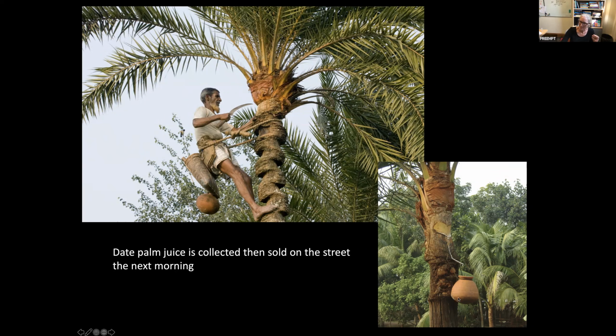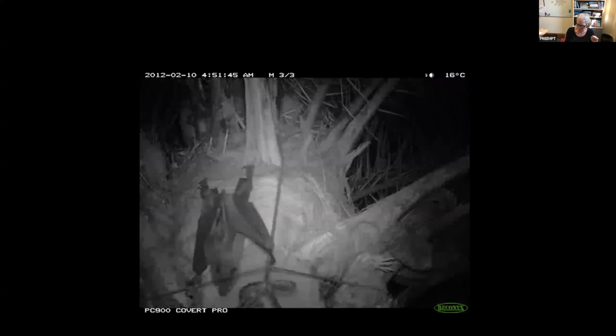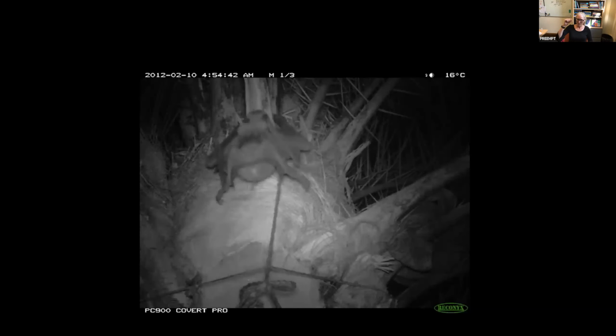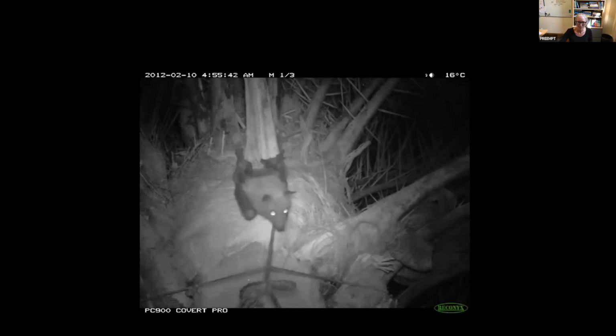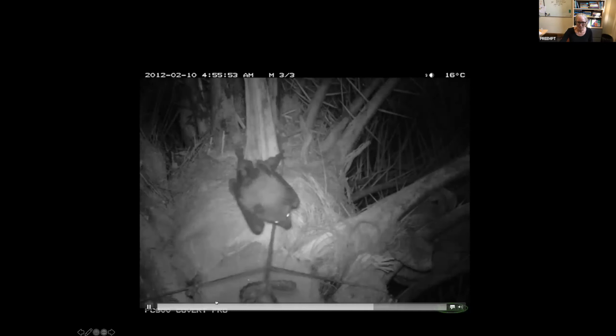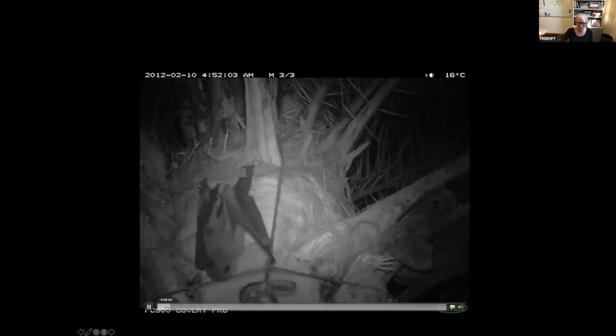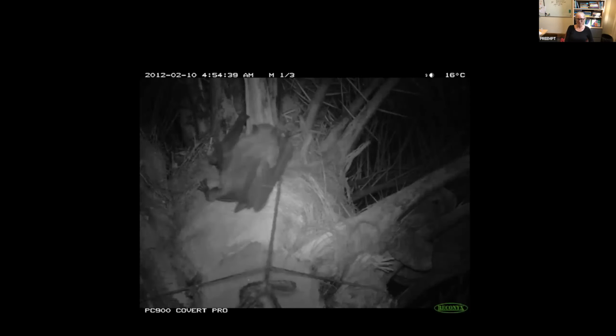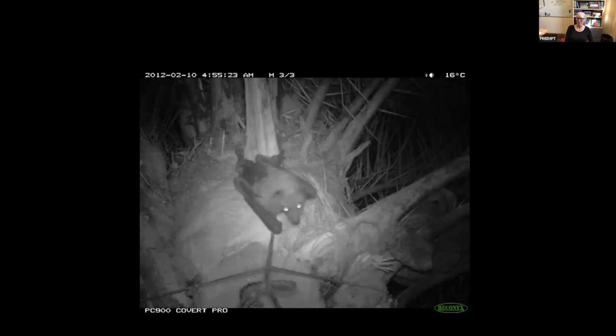In the morning, this is sold on the street, but this is what happens during the nighttime when it's being collected. Here's again Pteropus medius. This bat is licking the date palm sap as it's running down the tree. I want you to have another look here. I'm going to go back to the start. Notice the bat, while it's feeding on the date palm sap, turns upside down and pees right into the pot. And then that pot is sold fresh the next day.